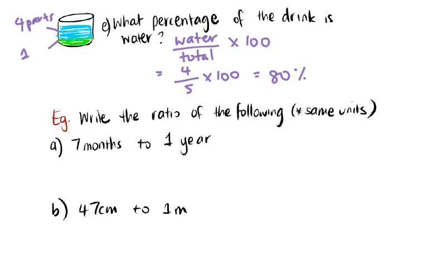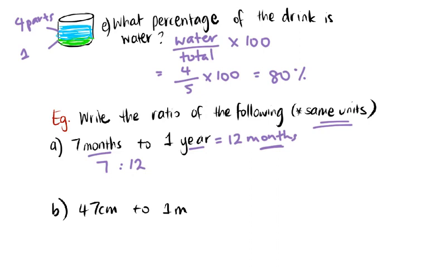Here are some other examples, and sometimes you'll be asked to compare 2 different quantities, but they're different units. So it's really important that when we do compare them for ratios, they have to be the same units. So if I have a look here, it says to compare 7 months to 1 year. As you can see, they're 2 different units. One is months and the other is year. So what we're going to do is convert 1 year to 12 months. So now I can write the ratio of 7 to 12. And this is correct because now they are both in the units of months.